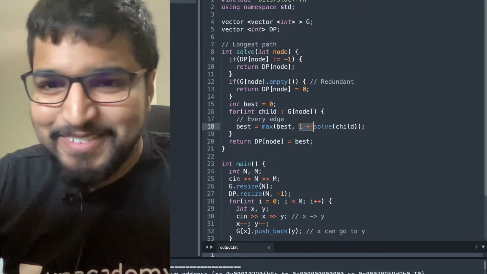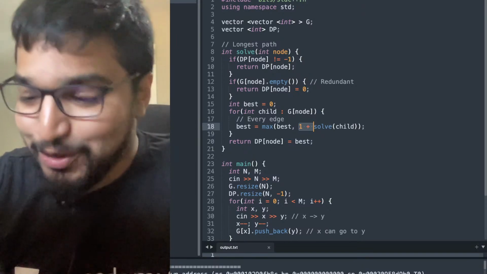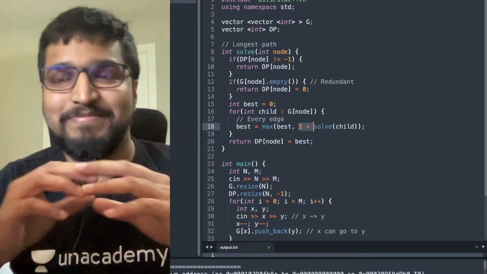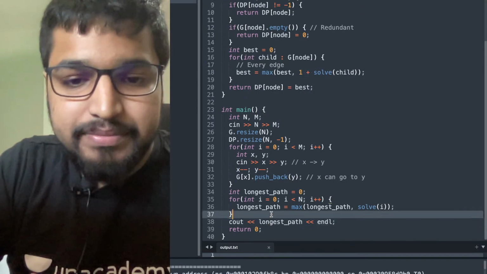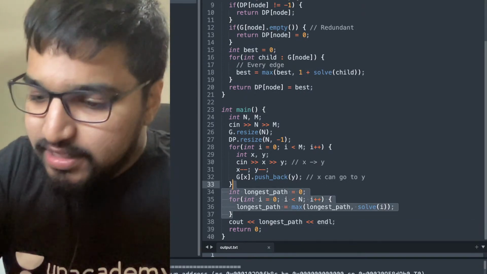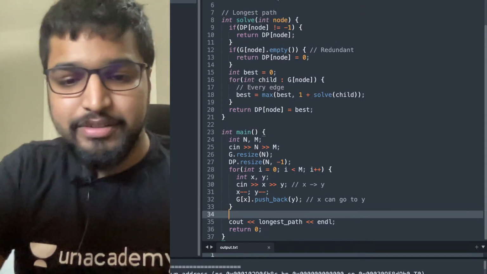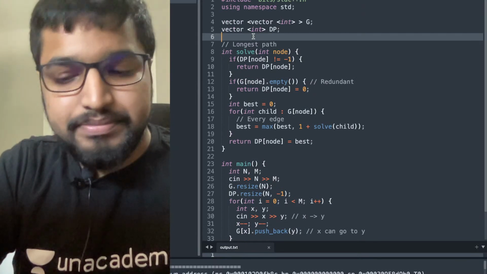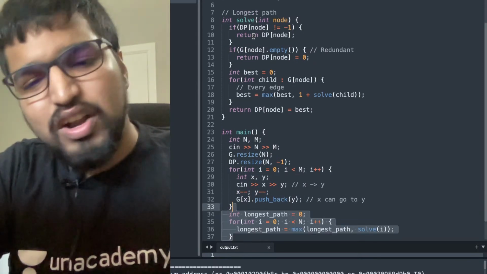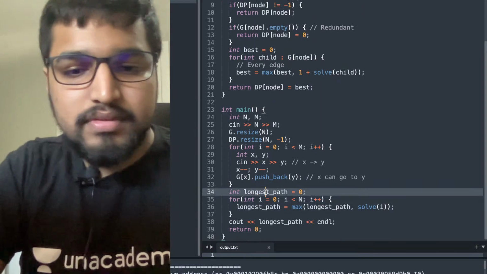I'll explain another solution, a tiny modification of this question. Say you want to find the count of paths starting from the node 0. Modulo 10 power 9 plus 7. Or not, forget the modulo. Count of paths.